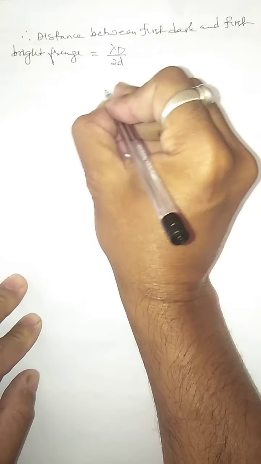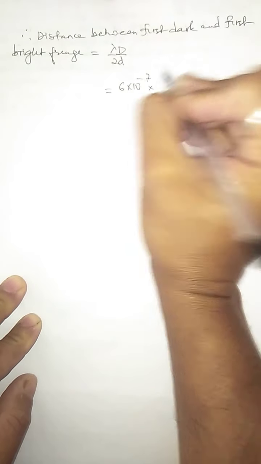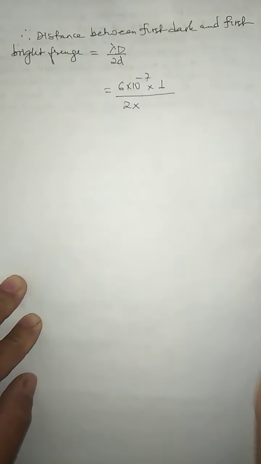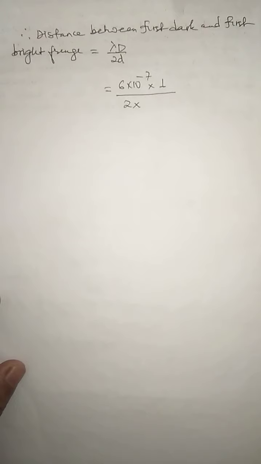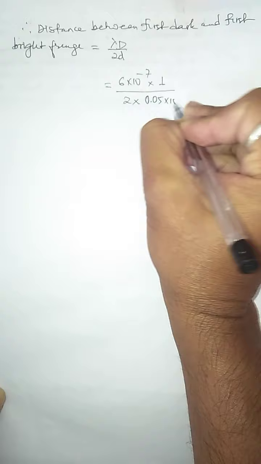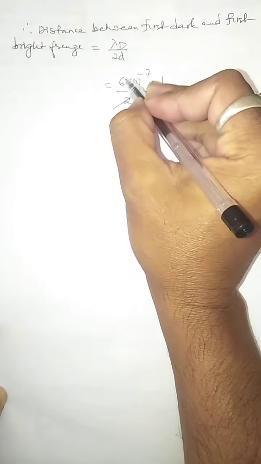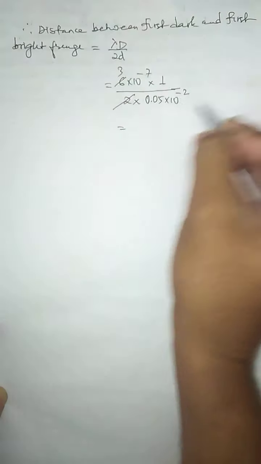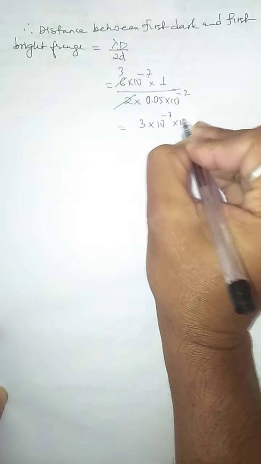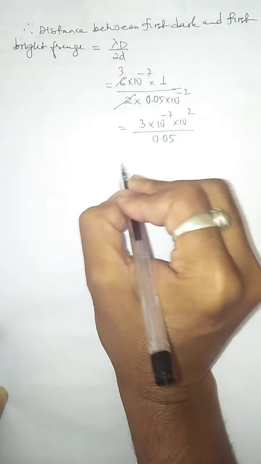And children, we know everything, so let's substitute the value. Lambda means wavelength, which is 6 into 10 to the power minus 7. Capital D, the distance, is 1, divided by 2 into small d. The value of small d is given, which is 0.05 into 10 to the power minus 2. So now let me do the calculation. 2 1s are 2, 2 3s are 6. Now the power I'll take in the numerator, so I write 3 into 10 to the power minus 7, and this is 10 to the power 2, by 0.05.